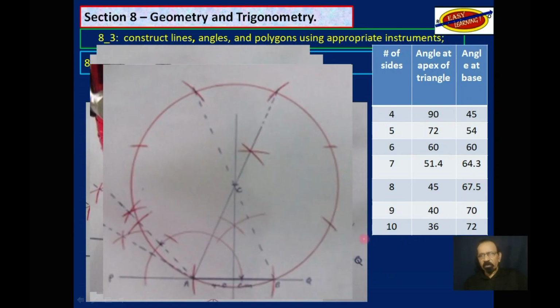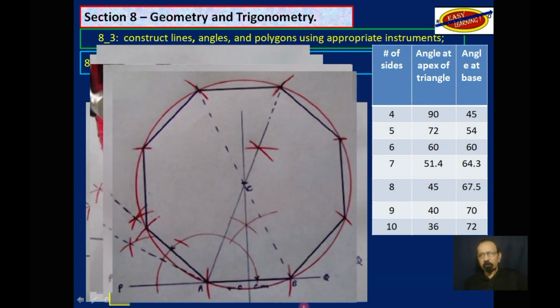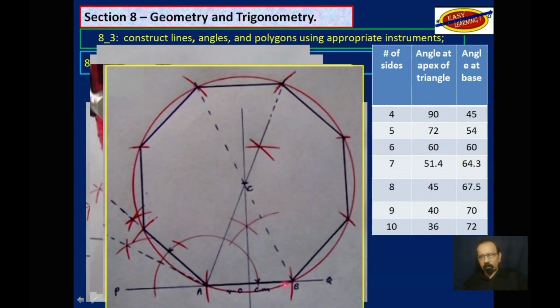So we have this. We are almost finished. All we need to do is draw bold lines connecting these points on the circumference, like that. And we have just constructed an octagon, including the use of this angle here. So we didn't have to use protractor. We can actually construct that angle.